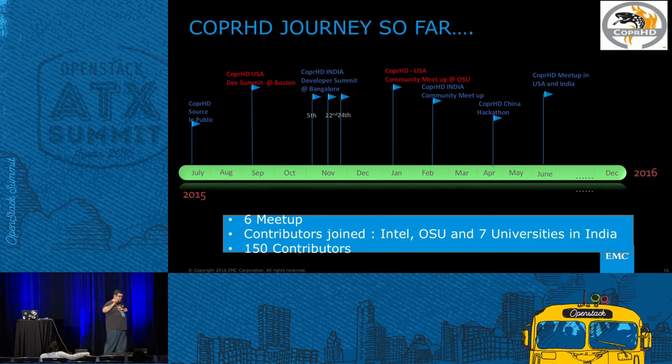And we've been able to go up to about 150 contributors, giving code. We currently have Intel and OSU, which is Oregon State University, who are very active in the community right now. And there's about 7 universities in India also in the process of helping out.